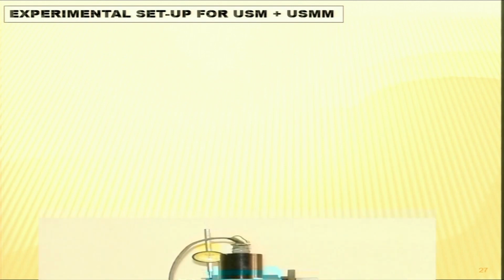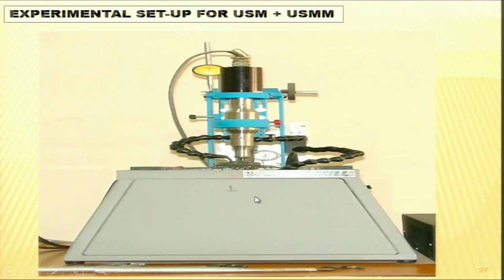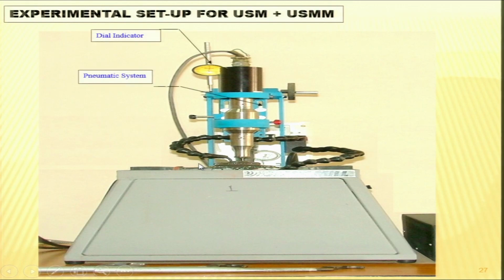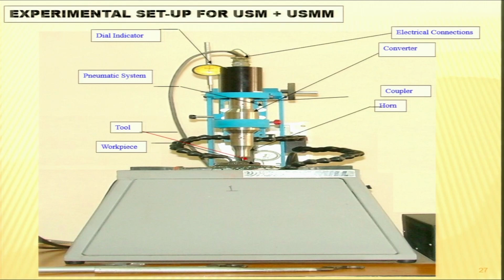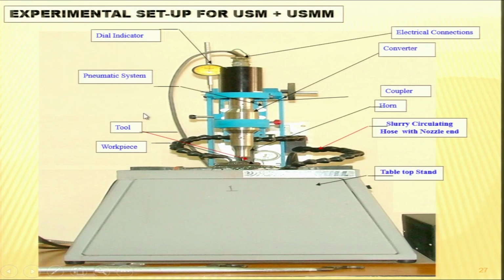Experimental setup for ultrasonic machining and ultrasonic micromachining. You can see here, this is the real life machine tool for ultrasonic machining. Dial indicator is there, pneumatic system is there, then you have the tool over here, workpiece is there, this one, then you have the electrical connections, and this is the converter, then you have the coupler, and then the horn, and then the slurry circulating hose with nozzle end. So this is the nozzle end. Tabletop stand is there. Our machine is mounted on this particular stand.